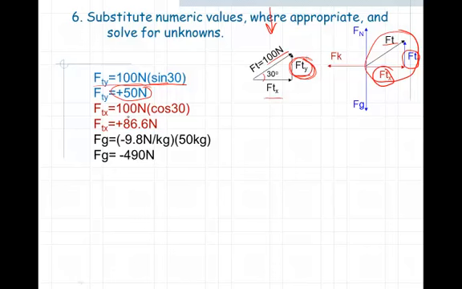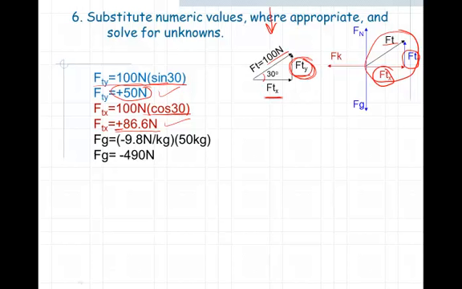Then for FTX, notice that's in the horizontal, and it's adjacent to this 30 degrees. So we will use the cosine function. 100 times the cosine of 30 degrees. That gives us 86.6 newtons, and again, it's positive because it's pointing to the right. So we have FTY and FTX.